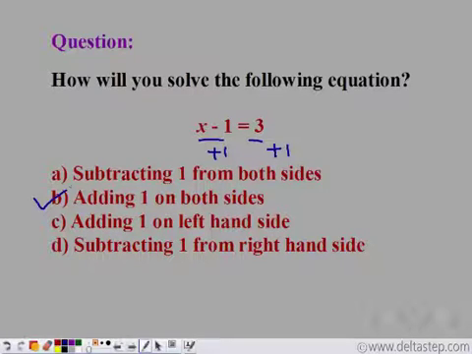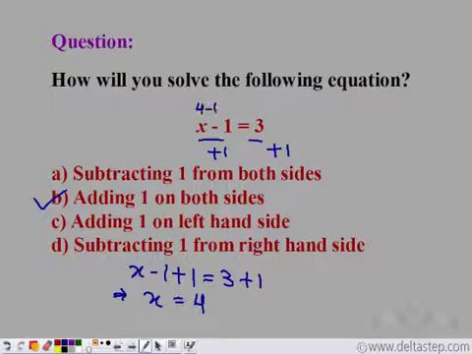So, if we add 1 on both the sides, we get x minus 1 plus 1 is equal to 3 plus 1. This becomes x is equal to 4. So this is the solution of the equation. You can put the value in the equation and check: 4 minus 1 gives you 3, which is the value of the RHS. So x equal to 4 is the solution of this equation, and it is obtained by adding 1 on both sides of this equation.